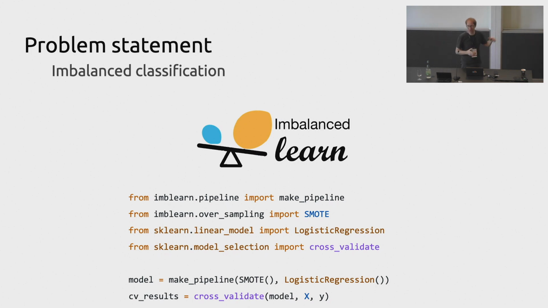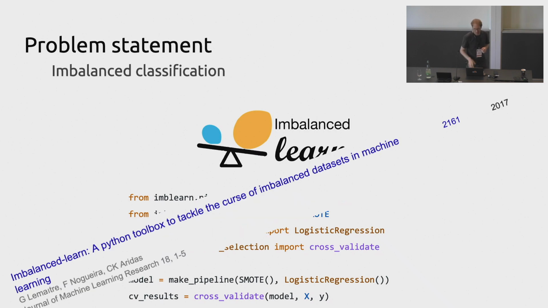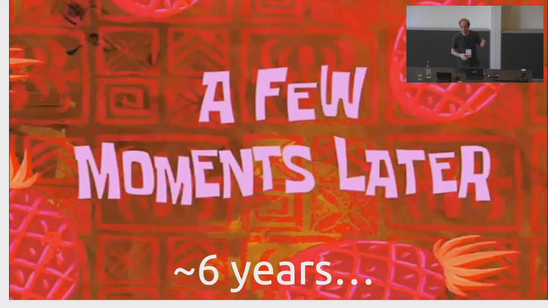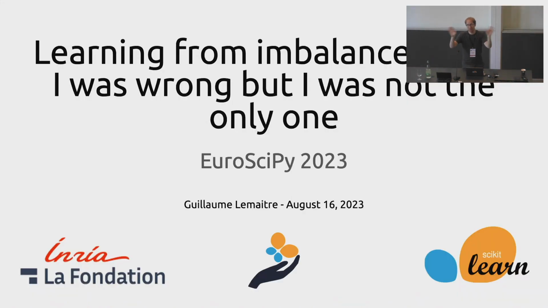Here is just an example of how we could combine these things in Scikit-learn, with resampling models and then a model afterwards, and make some cross-validation, and then we're happy with that. And then, because you are a PhD student, you need to write papers, so you write a paper like this, so your supervisor is happy about it. And then you go to EuroSciPy in 2017 and you speak, saying use this package, this is useful, okay? And a few moments later, six years, it takes a bit of time, I come here and I say, actually, don't use that package, okay? If I had to rename the talk, it would be "Learning from imbalanced data: I was wrong."